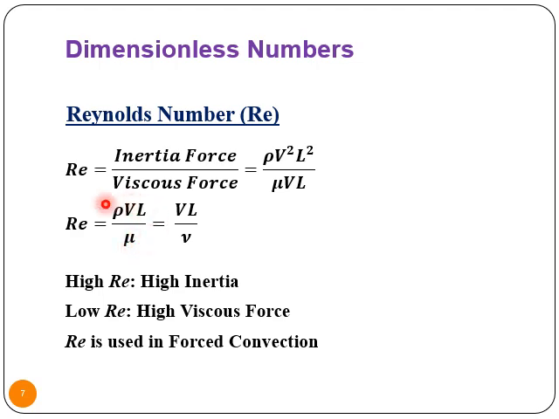So if this Reynolds number is higher, then we can say that the inertia force is higher as compared to the viscous force. If viscosity is high, then Reynolds number will drop because the velocity has dropped because of viscosity. So generally, if the Reynolds number is high, we can say that the heat exchange will be more, and we can actually relate laminar flow and turbulent flow using this number. So generally Reynolds number is used in forced convection.